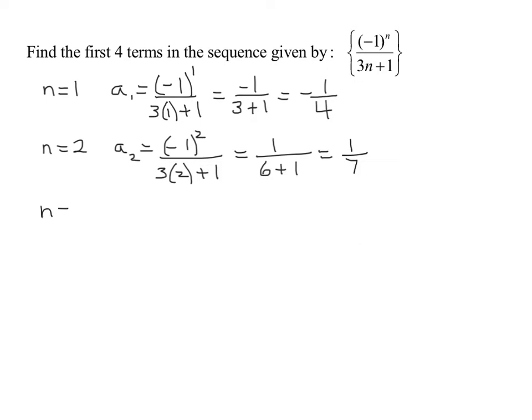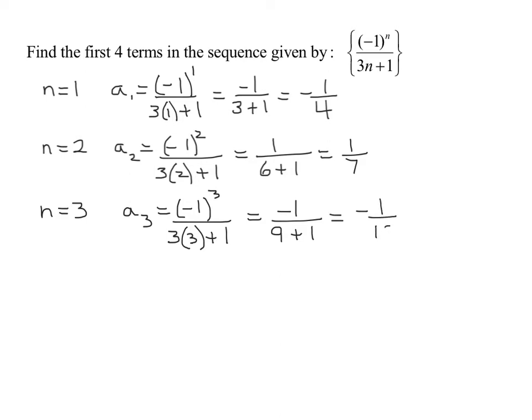Next term, n equals 3. The third term is negative 1 to the nth power, n is 3, so negative 1 cubed over 3 times n, n is 3, plus 1. So negative 1 to the third power, an odd number of negatives means it's negative 1, over 3 times 3 is 9, plus 1. So it is negative 1 over 10.